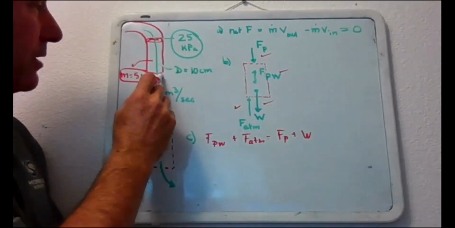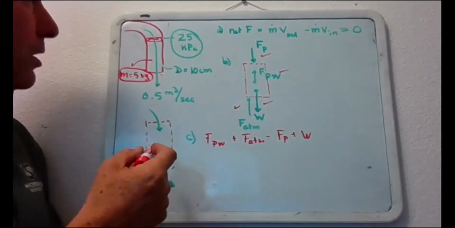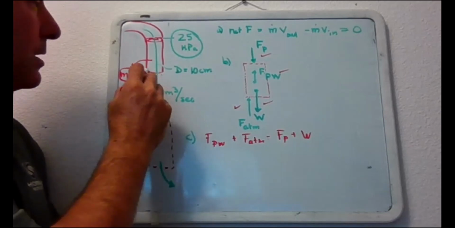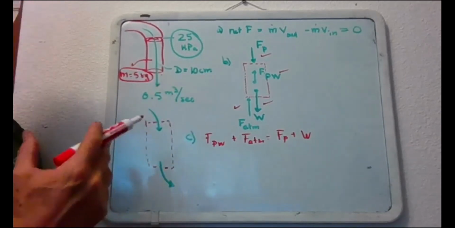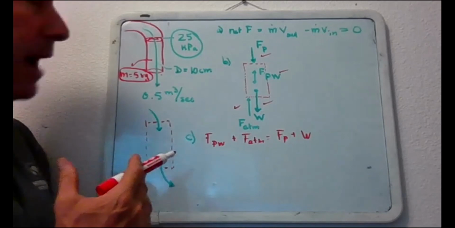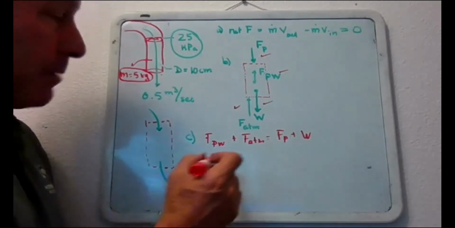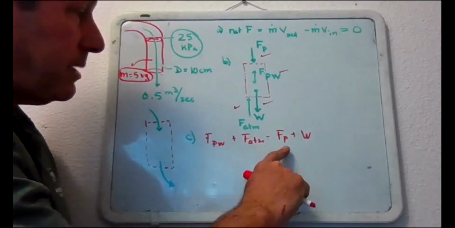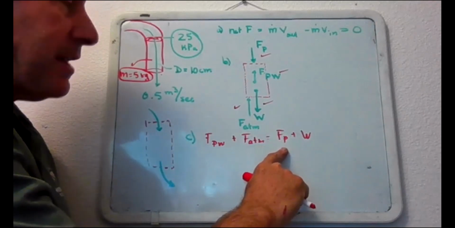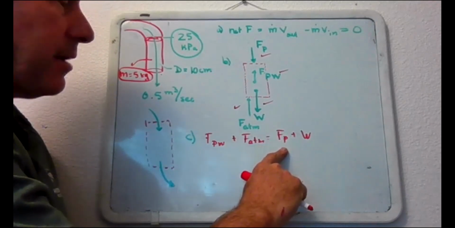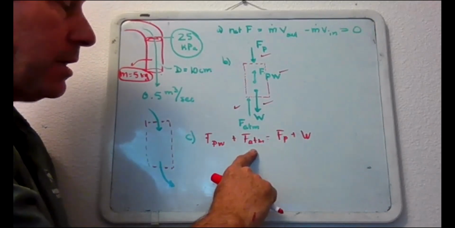Well, what's the pressure down here? That's the atmosphere, so it's 101. And so that would be 101 times the bottom area. And it was a constant cross-sectional diameter. So basically what I would do here is take 25 and add 101 times area. And here I would have 101 times area.